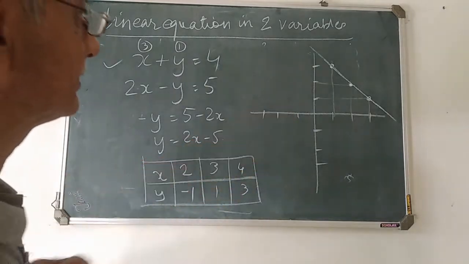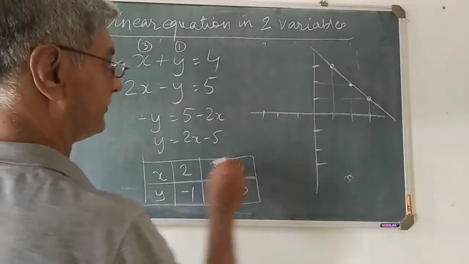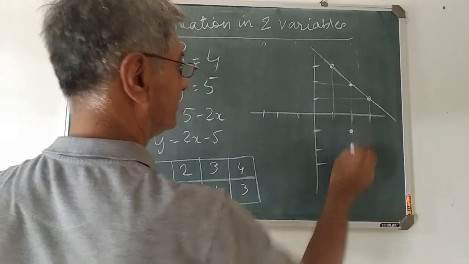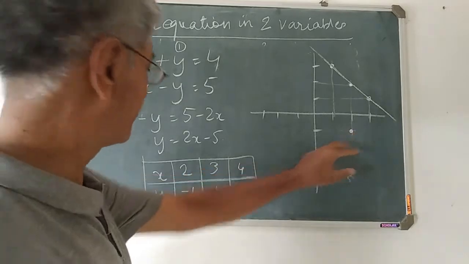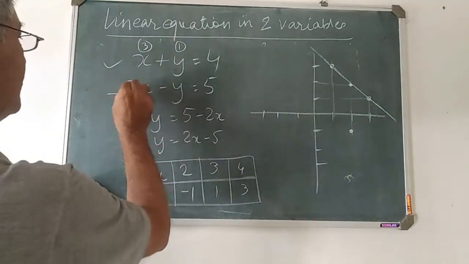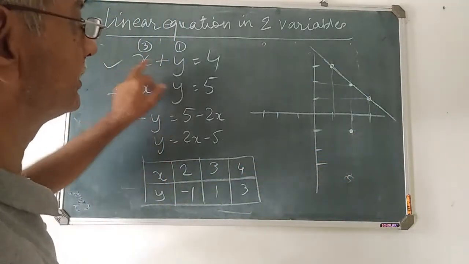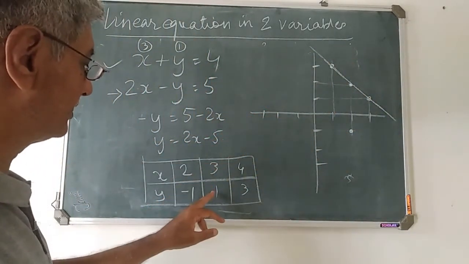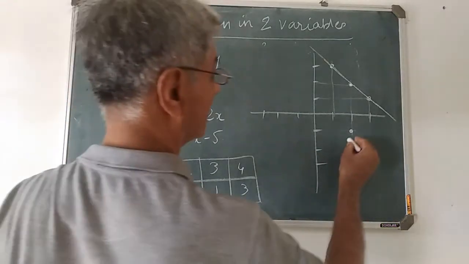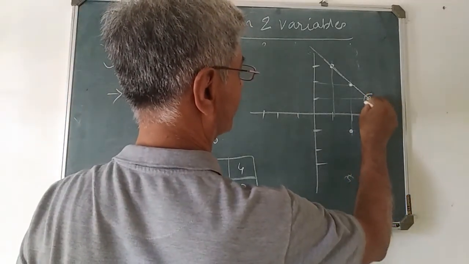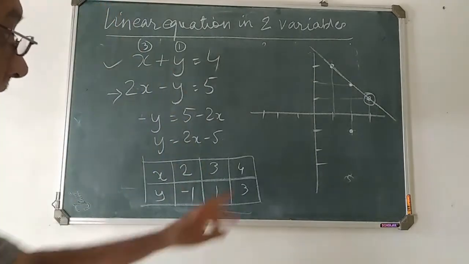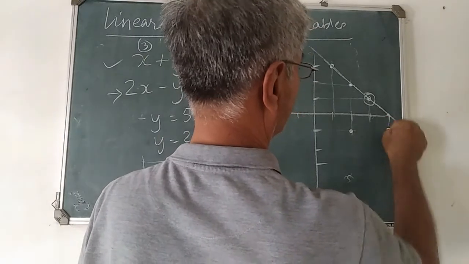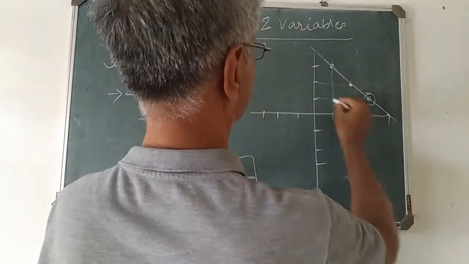Let us plot this here. If x is equal to 2, y is equal to minus 1. This is the point for this equation. This we have already done. This is the graph of that. x is equal to 3, y is equal to 1, the same point. And x is equal to 4, y is equal to 3. So we have to extend this here, and y is equal to 3.